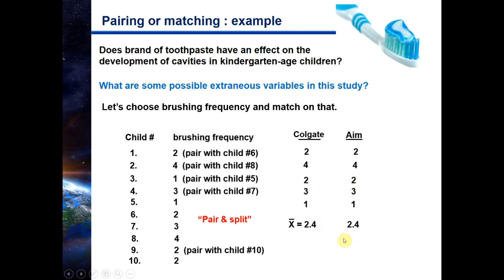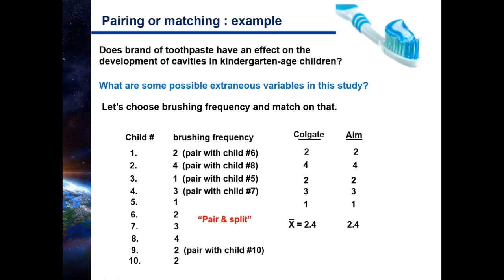There's no way now that brushing frequency can become a confound. Remember the definition of a confound. It's an extraneous variable that is systematically different for the levels of your independent variable. Well, here, they're identical. They're not different at all. So if you do see a difference in the number of cavities between Colgate and AIM, you can now say with confidence, brushing frequency had nothing to do with it. All right, so you've ruled out the confound.